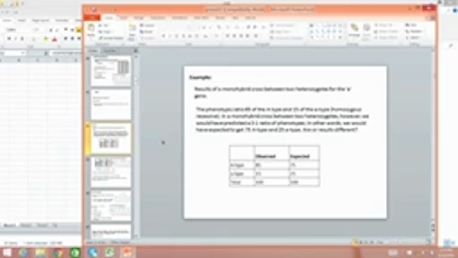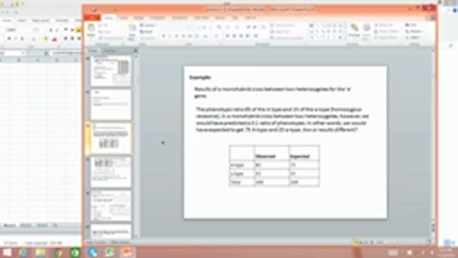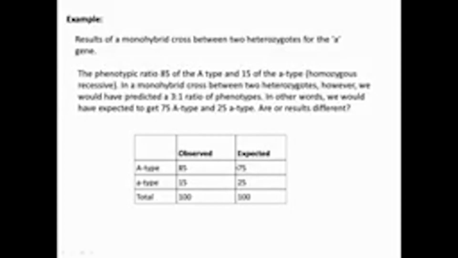Okay, let us look at some more problems. Again, these are called contingency tables where expected and observed values come into the picture. So we will look at some problems in this area. The results of a monohybrid cross between two heterozygotes for the A gene show a phenotypic ratio of 85 of the A type and 15 of the small a type.